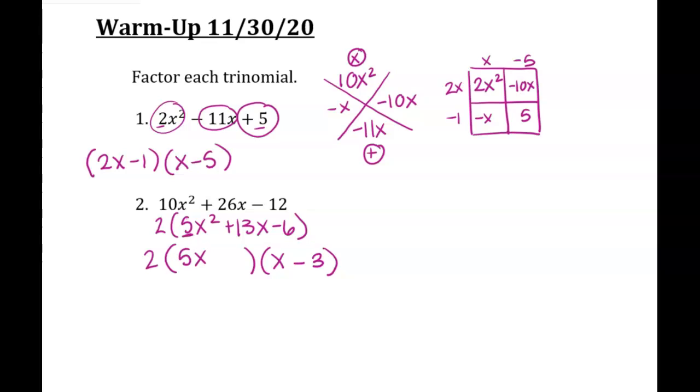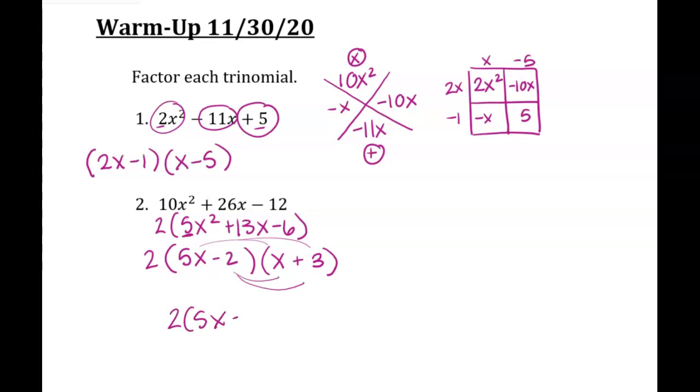So let's see, negative 3 and positive 2, those multiply to be negative 6. 5x times x is 5x squared, minus 15x plus 2x. Well, that's a negative 13x, so we're pretty close. So what if I just switch the signs and make this a positive 3 and a negative 2? Then I have 5x squared plus 15x minus 2x, so that's plus 13x minus 6, so that's right.